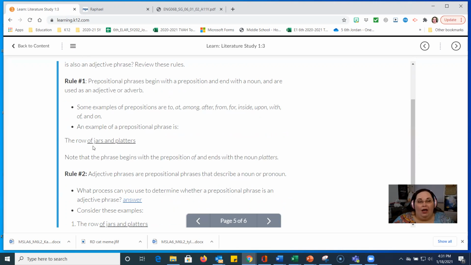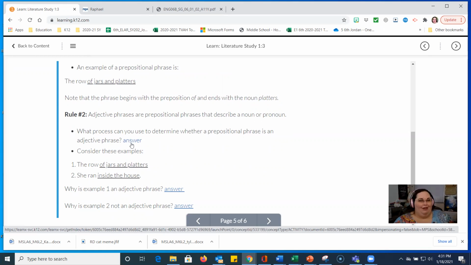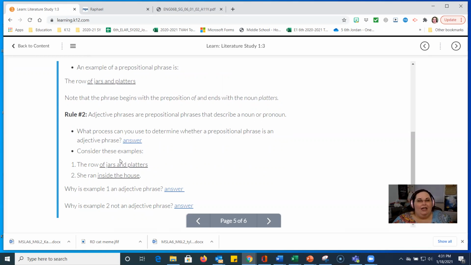The row of jars and platters. Note that the phrase begins with the preposition of and ends with the noun platters. Rule number 2. Adjective phrases are prepositional phrases that describe a noun or a pronoun. What process can you use to determine whether a prepositional phrase is an adjective phrase? And then click answer to check yours. Consider these examples. The row of jars and platters.